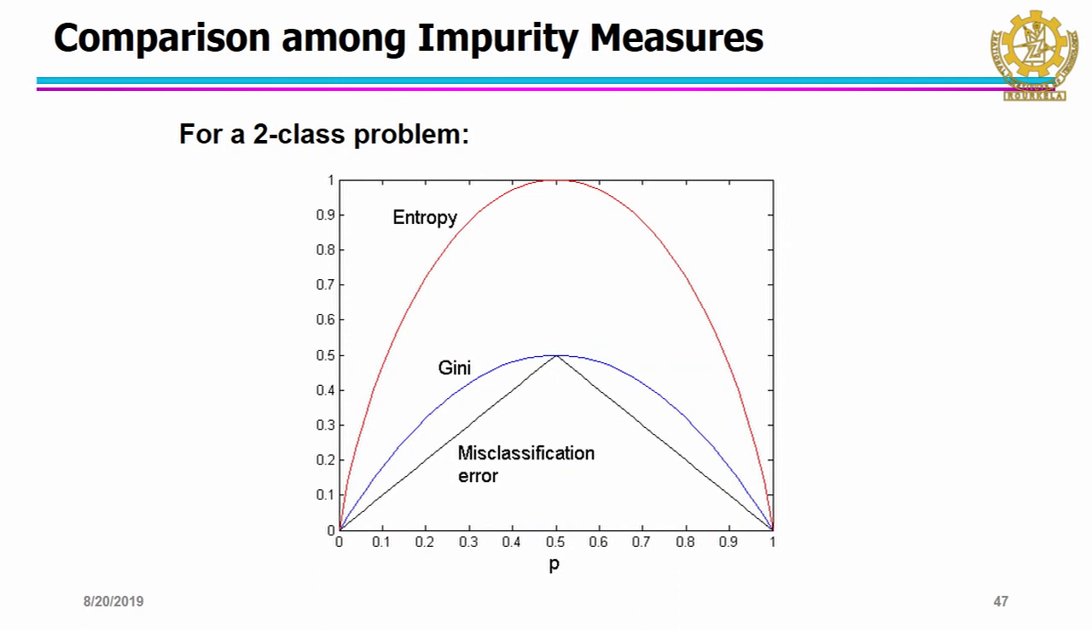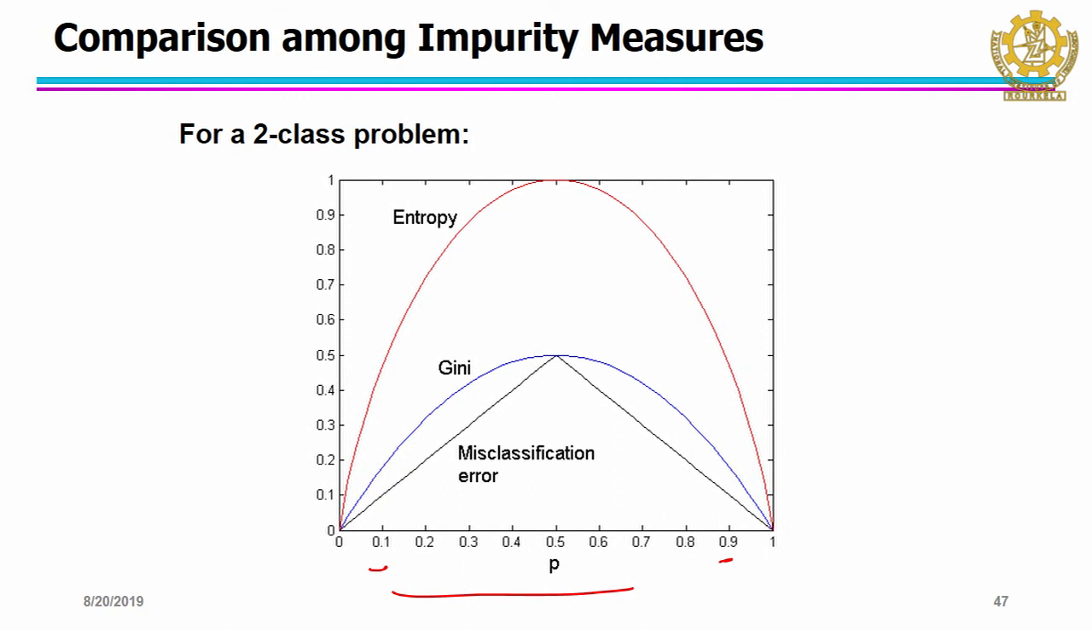Now, this is the last slide today. It is for the 2 class problem, showing how the values change. This is the probability of one class. In a 2 class problem, if the probability of one class is 0.9, the probability of the other class will be 0.1. If the probability of one class is 0.5, the probability of the other class will be 0.5.